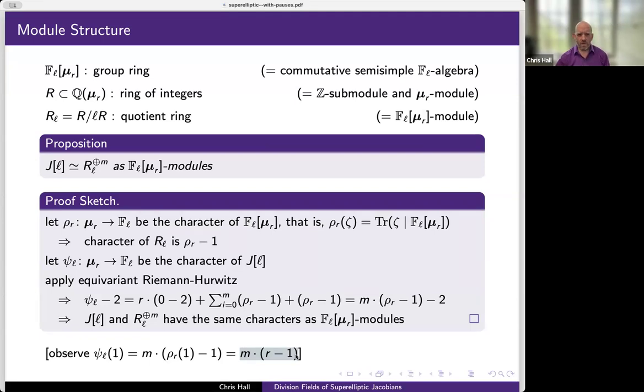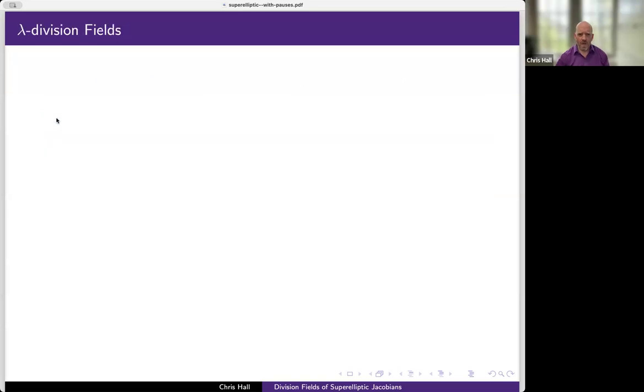Okay, so we actually can understand this module as a mu-R module, and in particular, it looks like several copies of a fairly nice module. This ring, what looks like a quotient ring here. So far, we've talked about division fields. These are L division fields, obtained by adjoining all the L torsion of my Jacobian. I want to be a little less ambitious now, because I'm also going to try to take my group action into account.